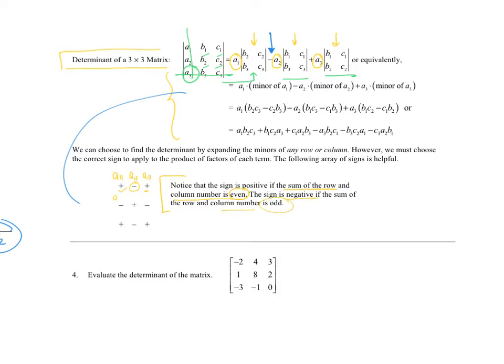So this would be A1,1, A1,2, A1,3. This would be A2,1, A2,2, A2,3. This would be A3,1, A3,2, A3,3. So again, when its location is even when you add, all of these have even row and column number, and so they're all positive. The other ones are odd, and so you can see that we're going to put negatives in there.